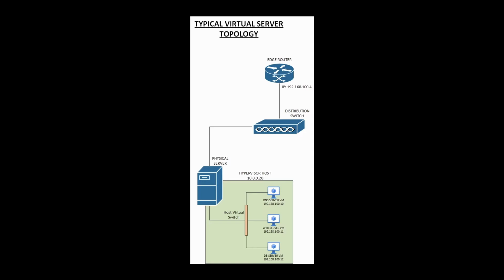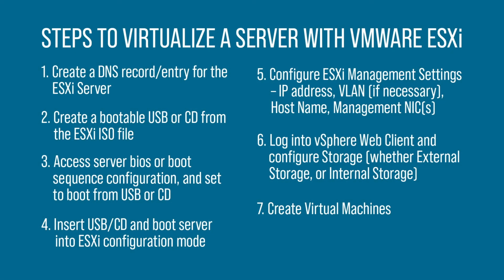We're going to use VMware ESXi, which is pretty much my favorite virtualization tool to work with. But the first thing that I want to show you are the steps that we're going to follow to actually get this done. So these are the steps that we're gonna follow. 7 steps, pretty simple. First thing is we're gonna create a DNS entry or a DNS record for the ESXi server. So we're basically gonna give the server a name and put it in our DNS.